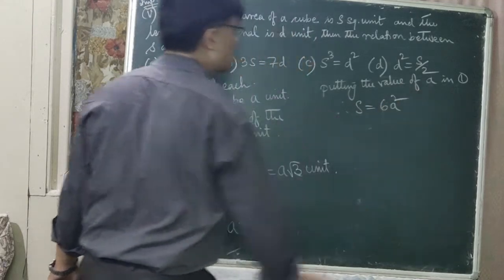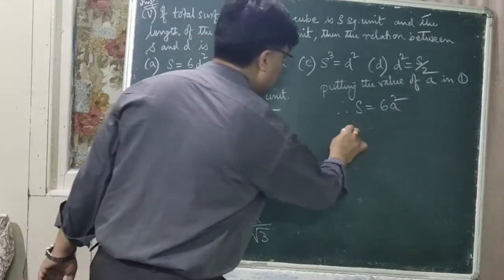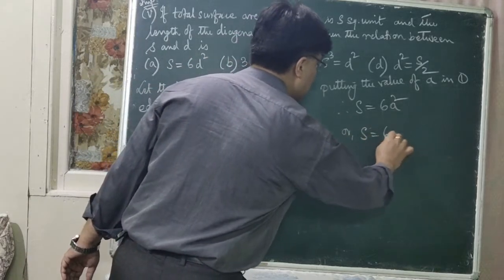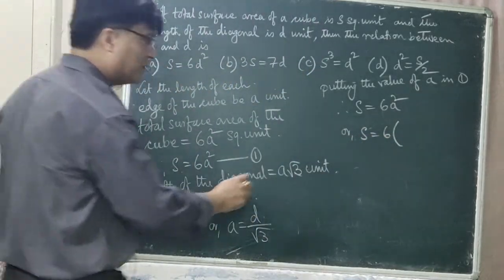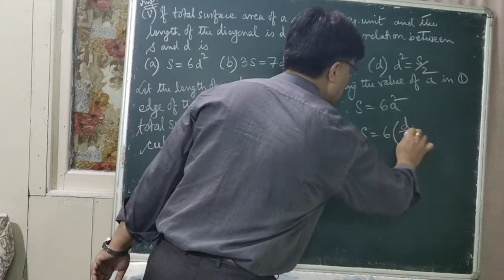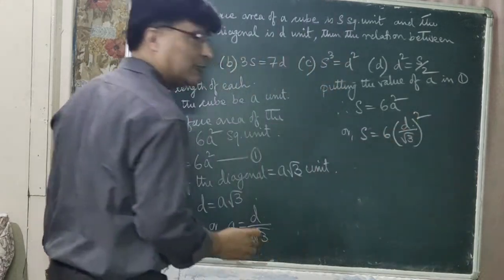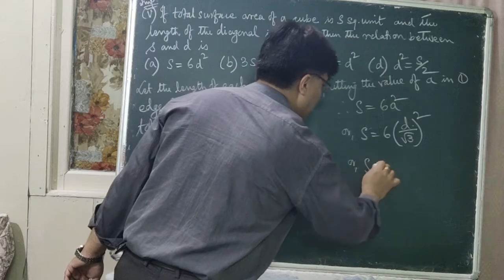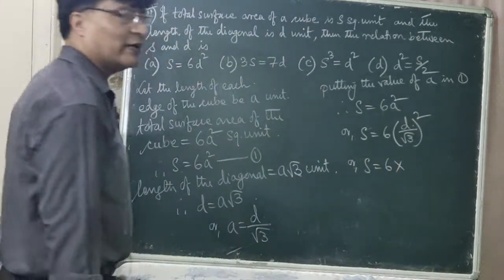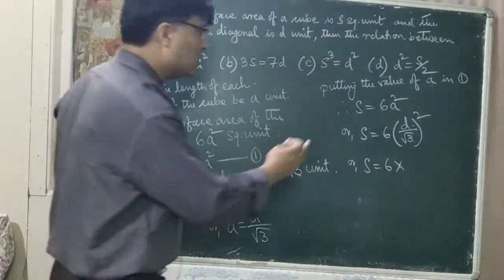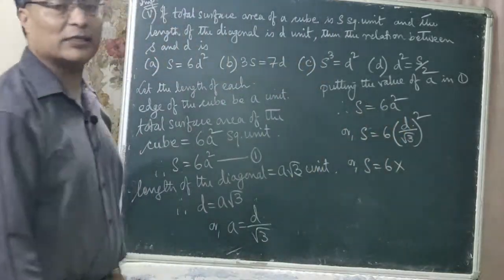This is s is equal to 6a square. Let us put the value for a. So s is equal to 6 into, what is a whole square? It is d by root 3 whole square. So this square is for both numerator as well as denominator.